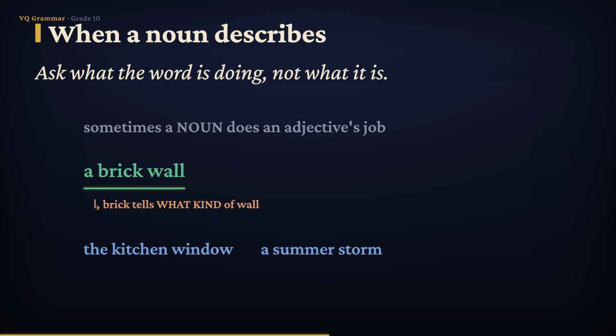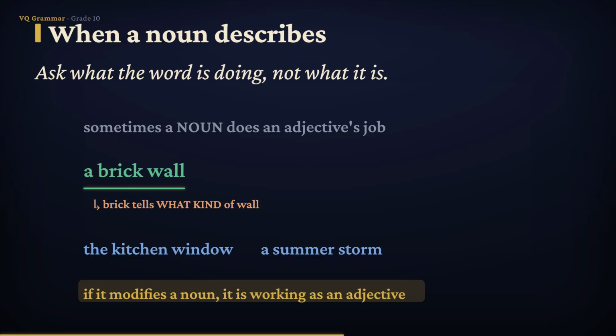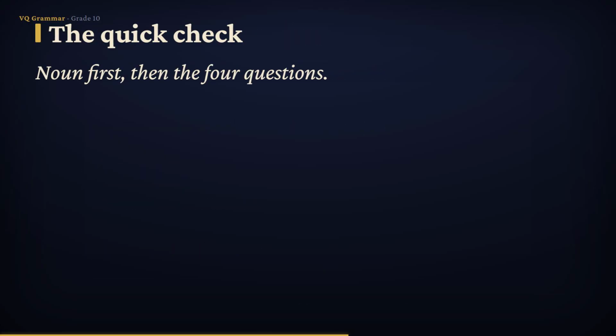Kitchen and summer are nouns by birth, but they have been put to work describing. Don't get stuck on what a word usually is. Ask what it is doing right now. If it modifies a noun, it is working as an adjective. Let's turn all of that into a routine you can run on any sentence.